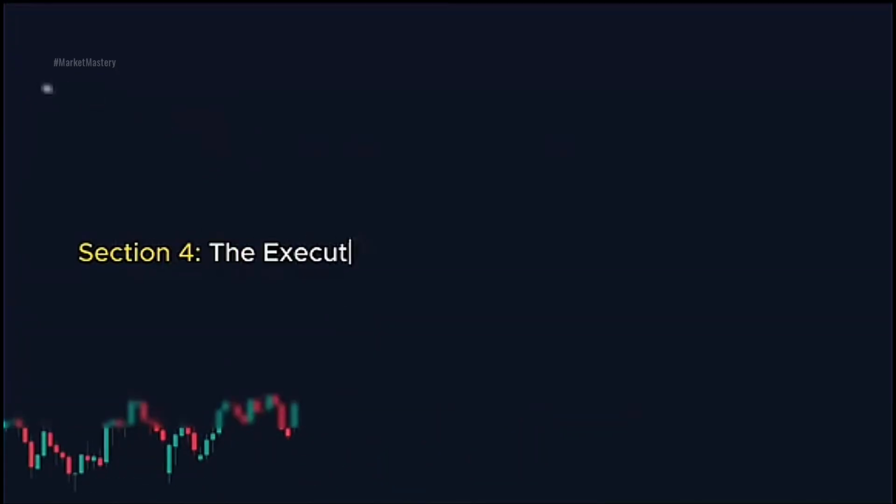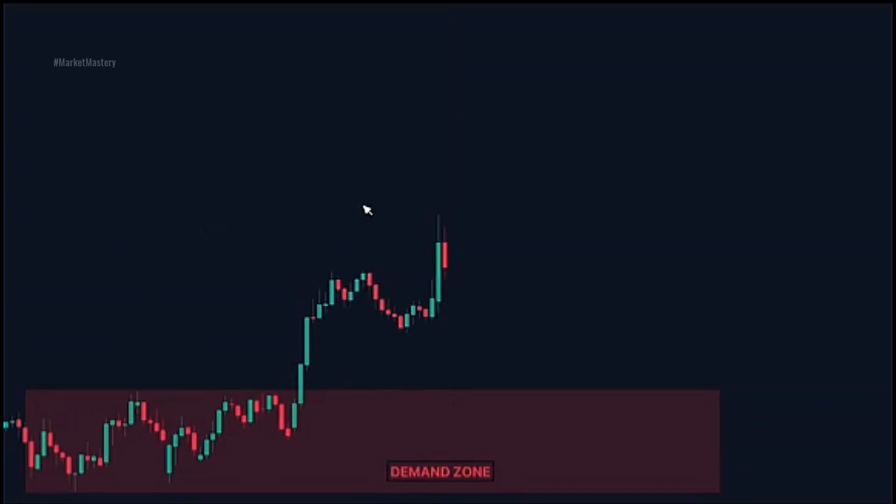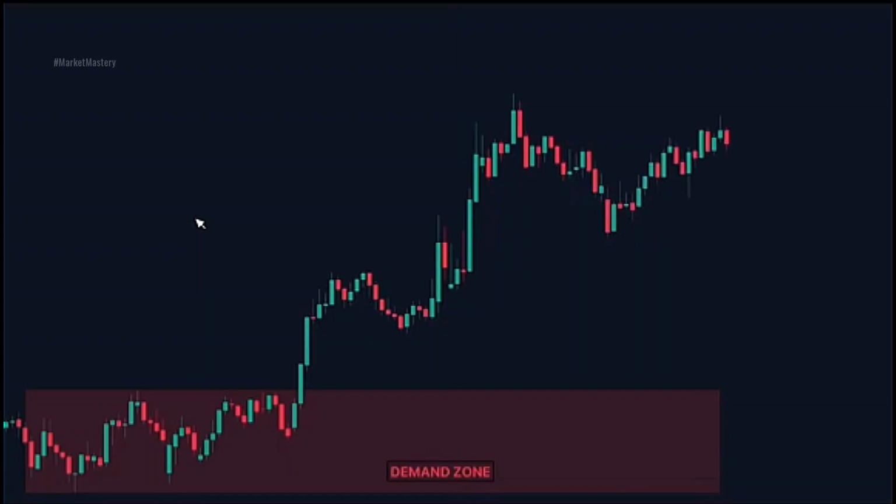Section 4, the execution: entry, stop loss, and take profit. Okay, you found an insane zone. That's only half the battle. If you mess up this next part, you lose. I'm going to show you how to execute the trade perfectly. This means knowing exactly where you get in, where you get out if you're wrong, and where you take your profit. Entry strategies. There are 2 main ways to get into a trade.